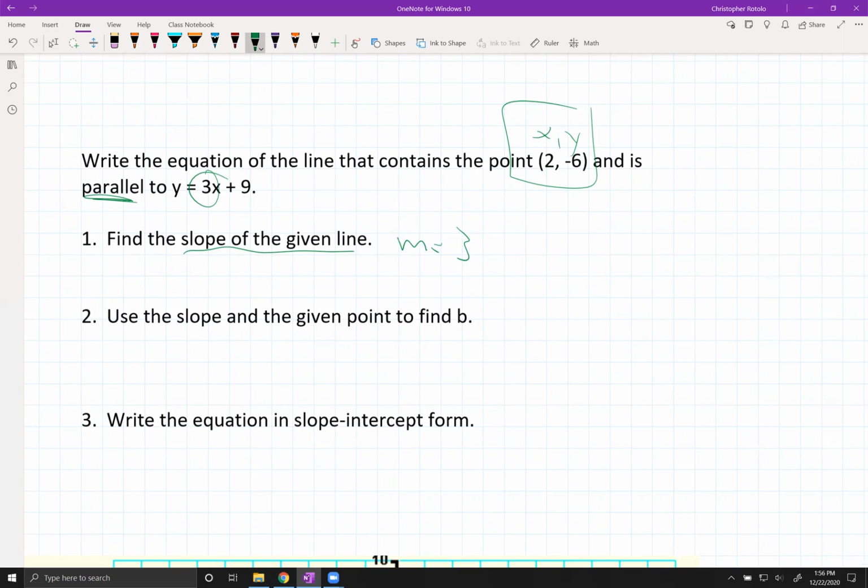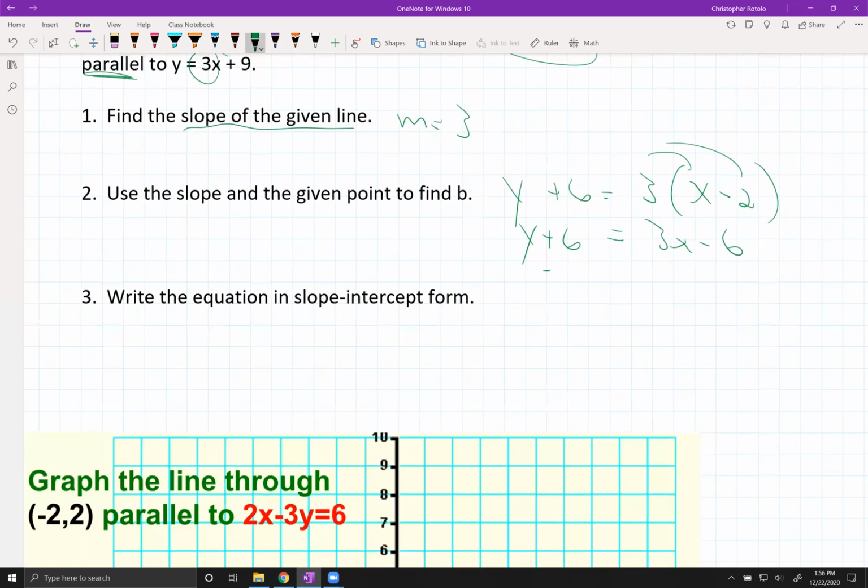All right, so we're going to use point slope. So y plus 6 equals 3, still the slope, times x minus 2. Let's distribute. 3x minus 6 equals y plus 6. And subtract the 6. So y equals 3x minus 12.